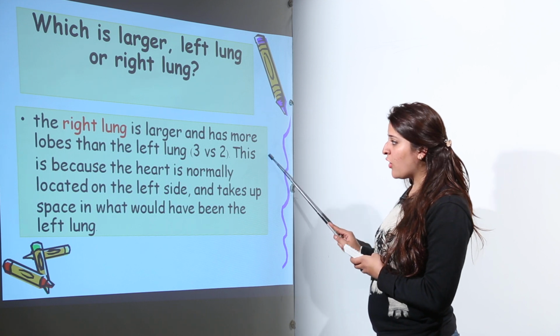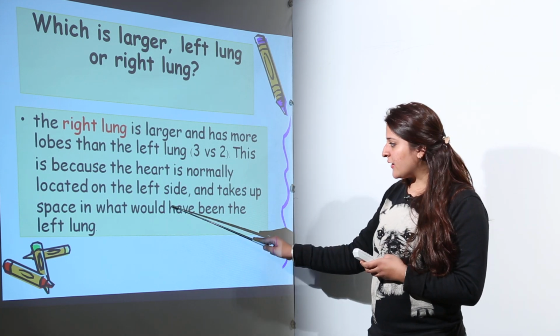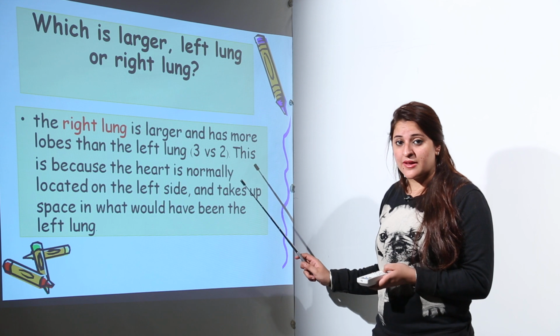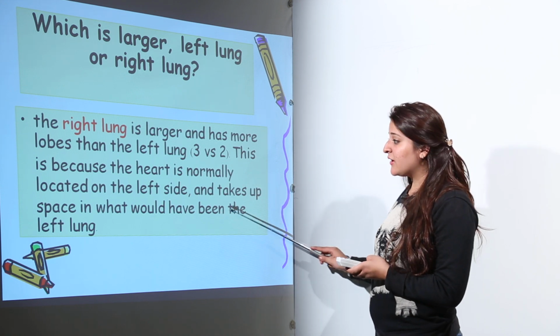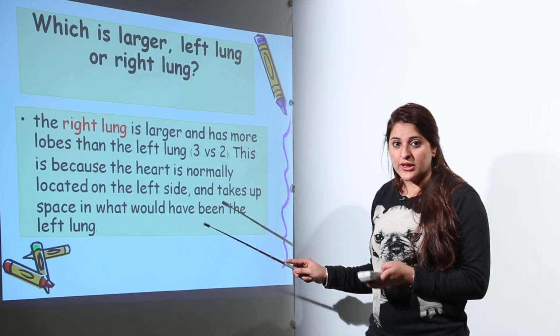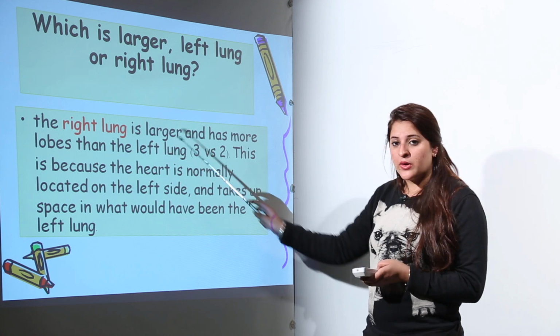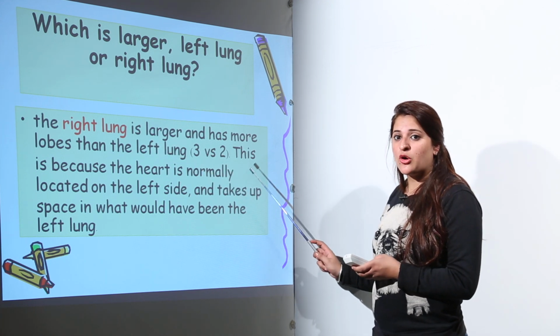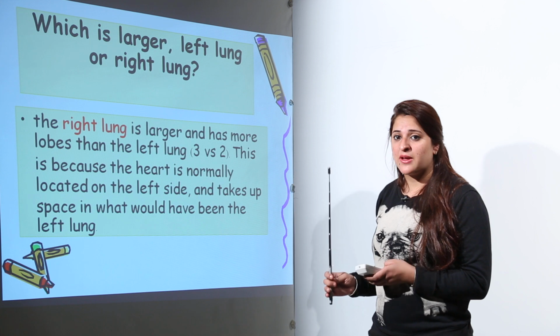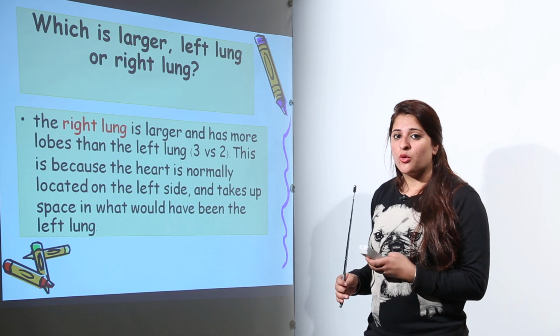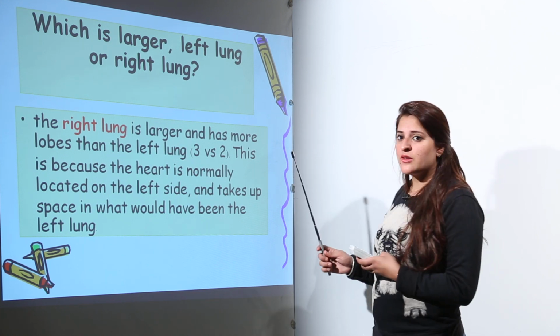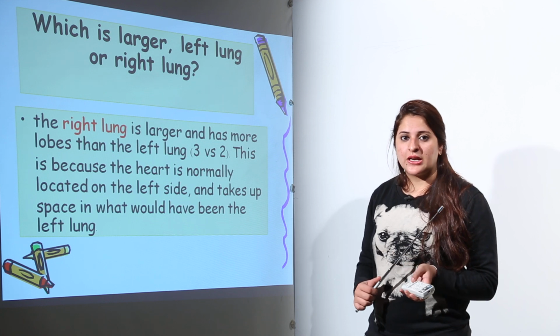This is because the heart is located on the left side and it takes some space, and that's why the left lung would have been bigger if the heart was not there. So that's why there is a difference between the size of the right lung and the left lung, because of the presence of the heart, which is taking the space which was supposed to be occupied by the left lung. So this is the reason why there is a difference between the size of the right lung and the left lung.